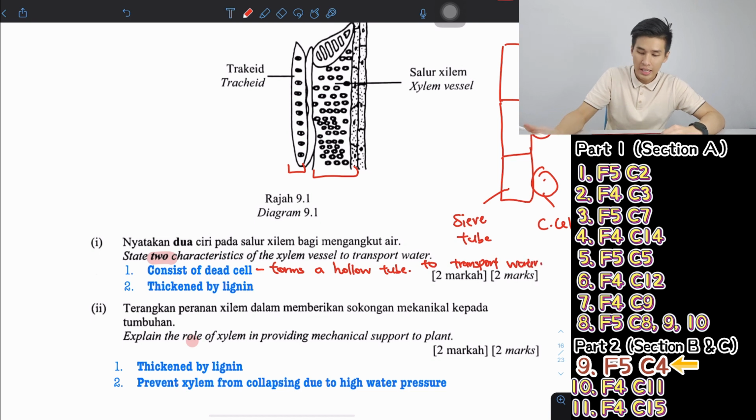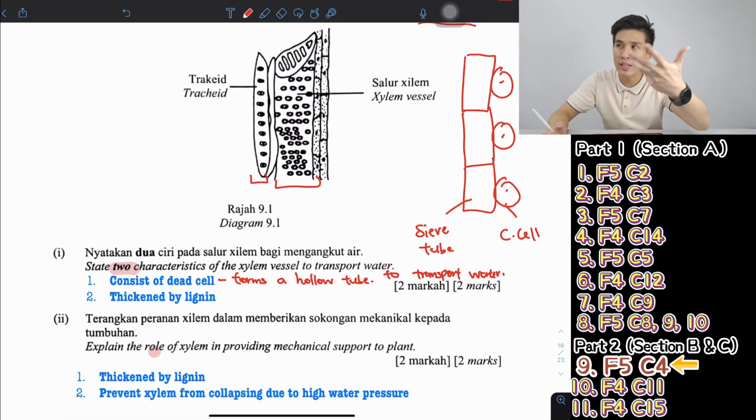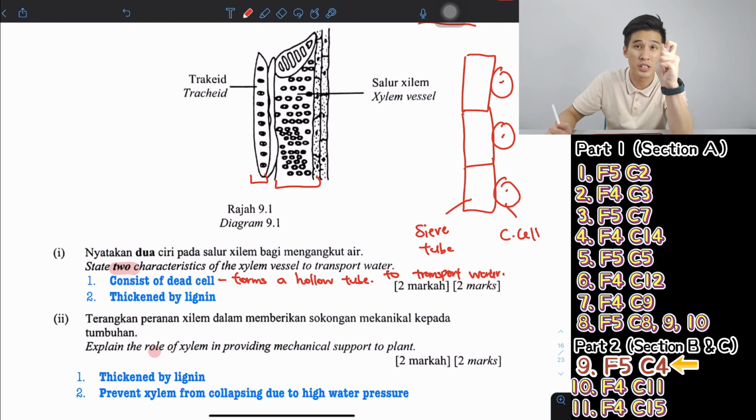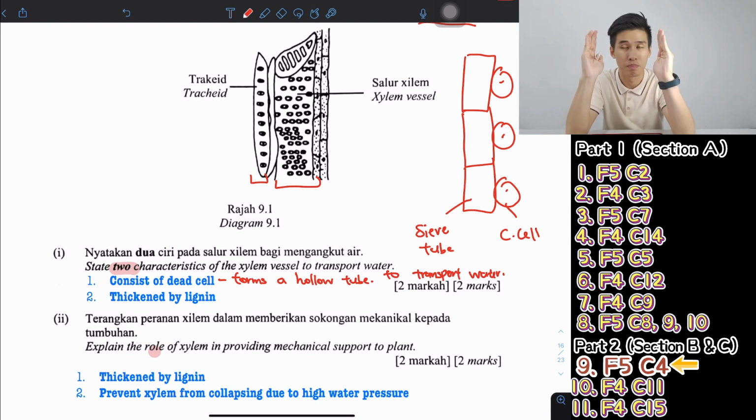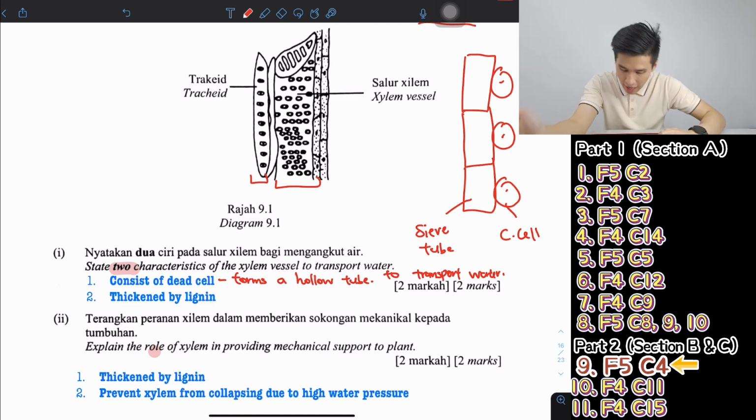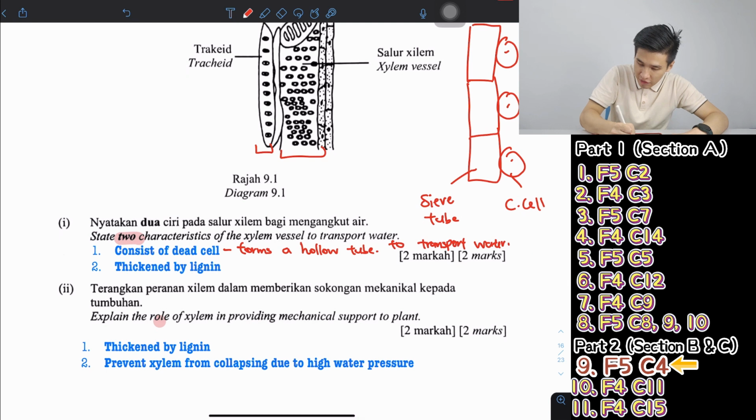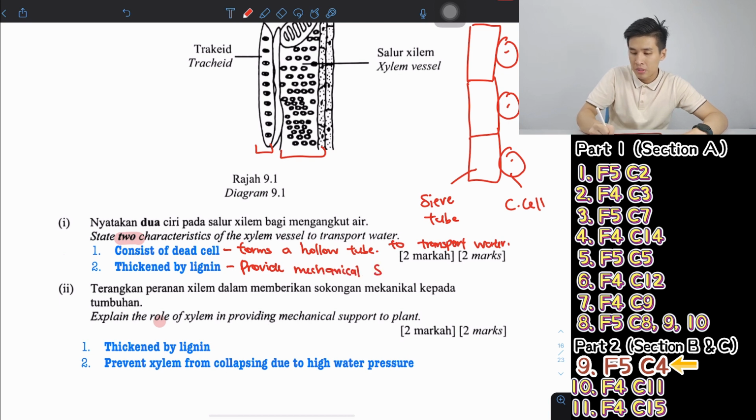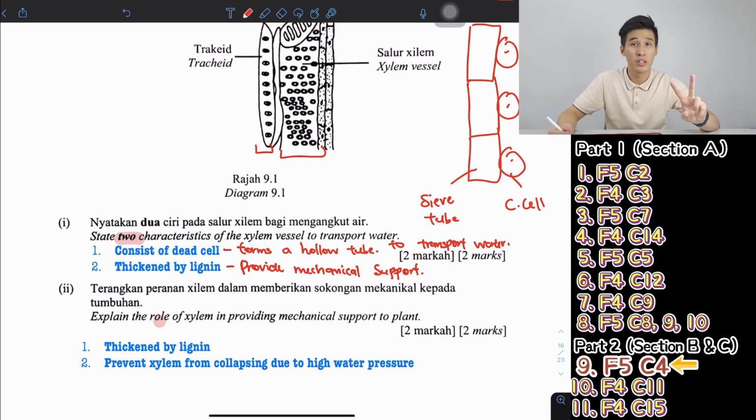Okay, moving on. Second one is lignin. Lignin is like a wood fiber that supports the xylem, because number one, xylem is dead, so it needs something to support it. The lignin. And if they ask you to explain, of course, you can say it provides mechanical support. Simple as that. Okay, so these are the two most common characteristics I have for xylem.